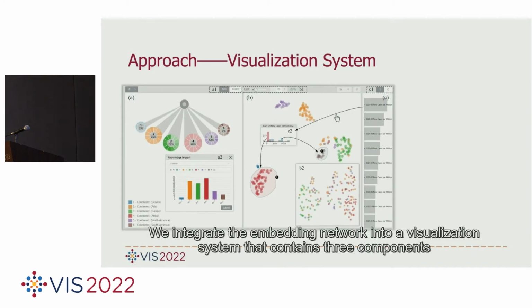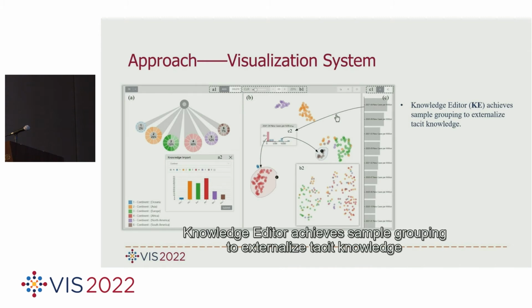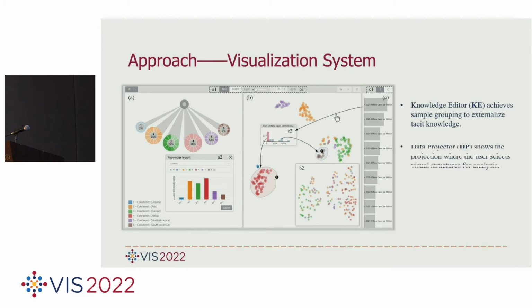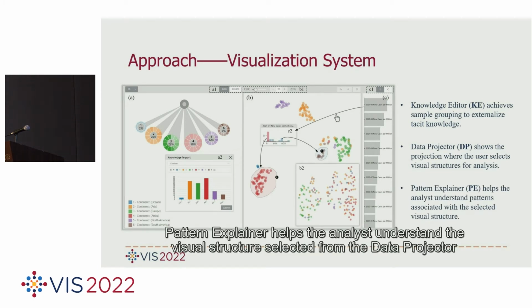We integrate the embedding network into a visualization system that contains three components. Knowledge Editor achieves sample grouping to externalize tacit knowledge. Data Projector shows the projection. Pattern Explainer helps the analyst understand the visual structure selected from the data projector.